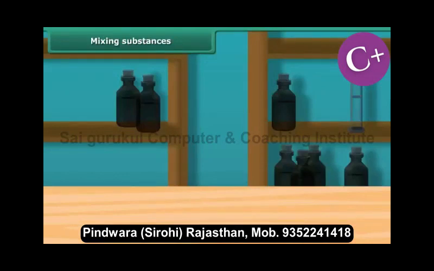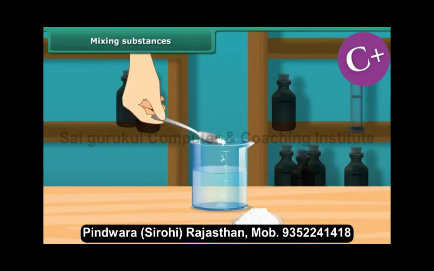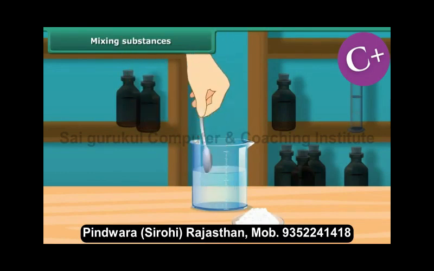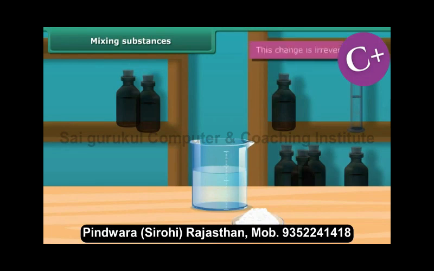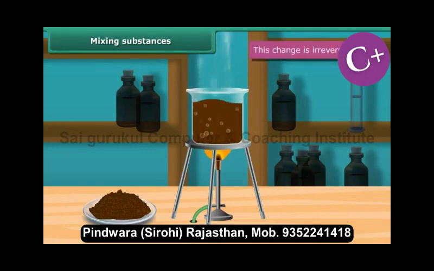Mixing substances. Changes can occur when 2 or more substances are mixed together. For example, when you mix water and sugar, the sugar gets dissolved in water. However, there has been a change in the property of the water. This change becomes irreversible. Let's take a look at another example. When you mix tea leaves with warm water and heat them, you will see that a change has occurred due to mixing of substances. In this case, the change is irreversible.